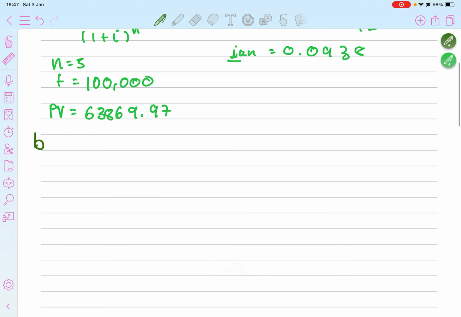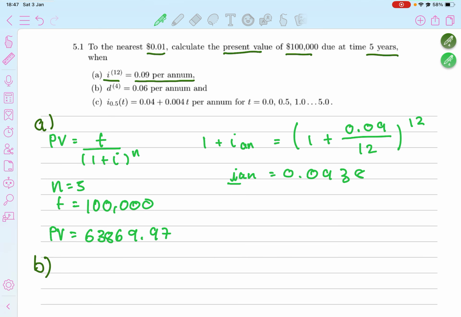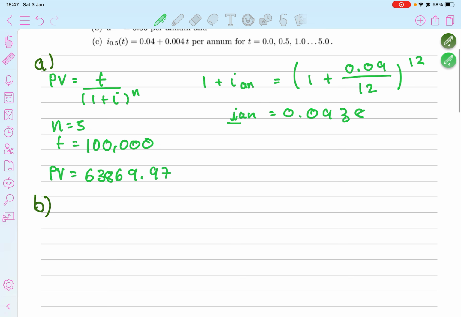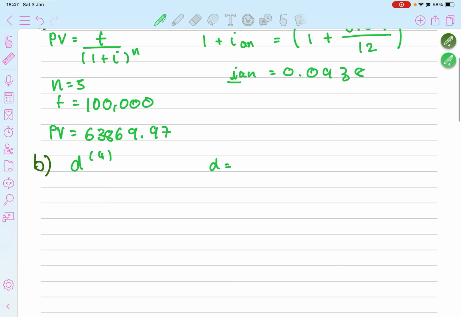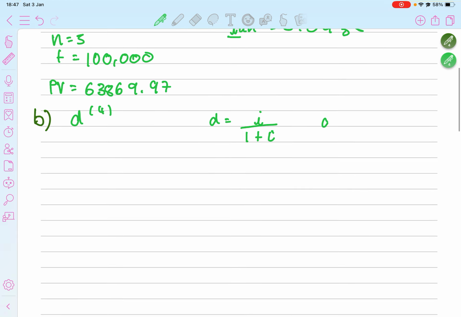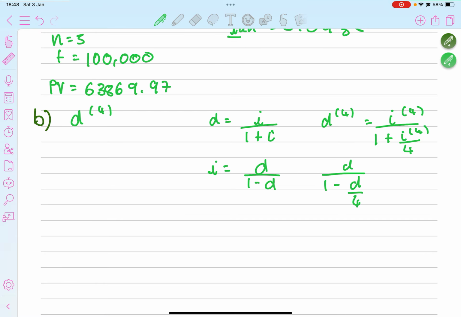Now for B, we have d4 equal to 0.06 per annum. So as we know, d is equal to i over 1 plus i. But we need it the other way around, don't we? So we need i is equal to d over 1 minus d. But similarly, d4 over 1 minus d4 over 4.